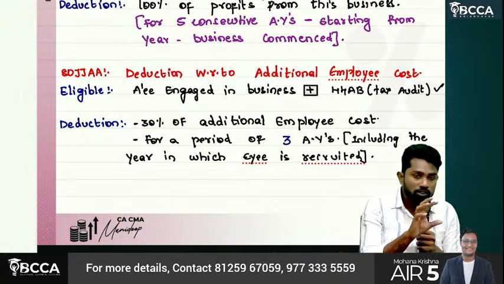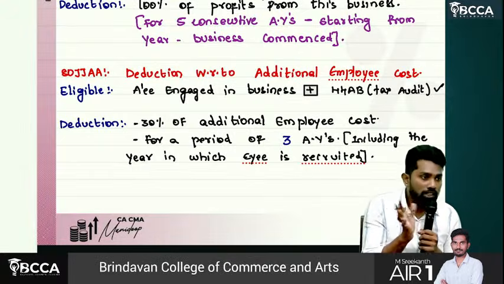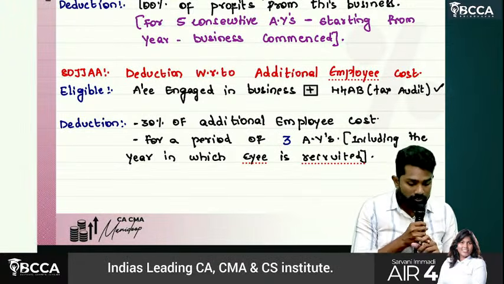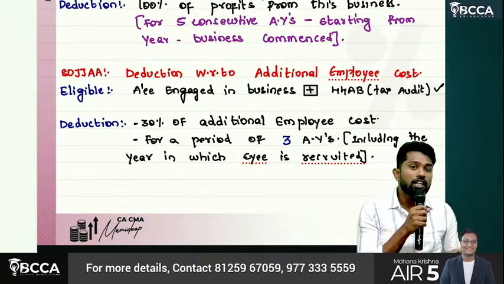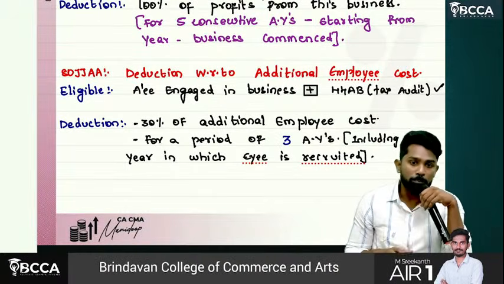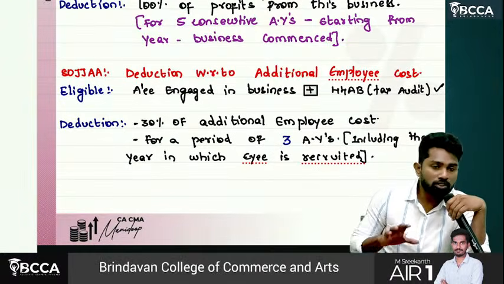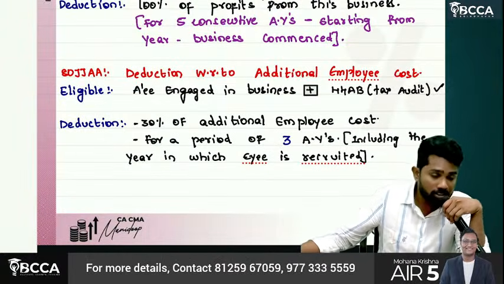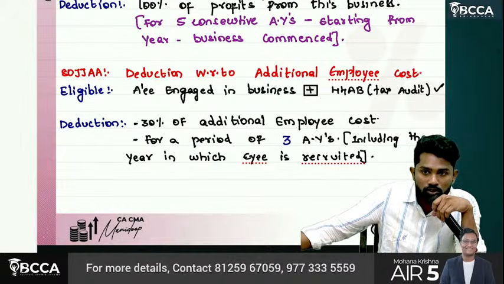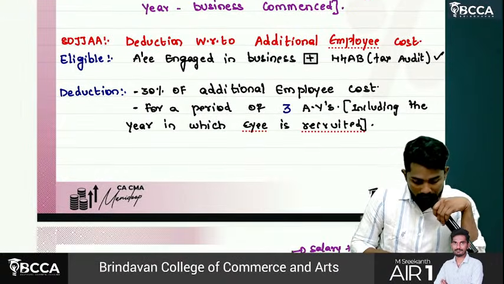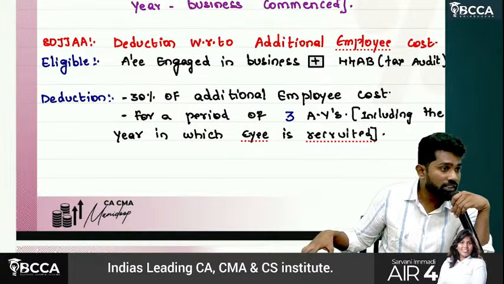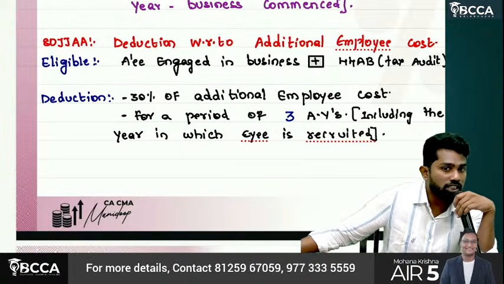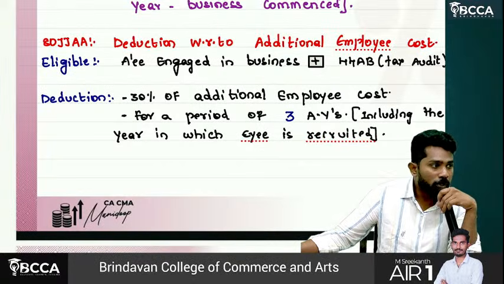Understand, sir? So okay, now we'll go into the conditions here. To whom is this deduction available? SSE engaged in business and to whom tax audit should be applicable. Just because he is into business is not enough, sir. He should be in business and for him tax audit also shall be applicable. What is the deduction available? 30% of additional employee cost. How much? 30% of additional employee cost.